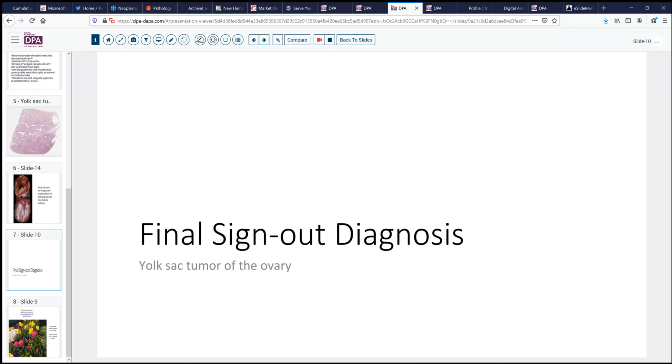So our final sign out today is yolk sac tumor of the ovary, arising in a 30-year-old woman with elevated AFP. These lesions are usually quite treatable, usually are unilateral, and present at a relatively lower stage, but they may rupture or may be ruptured by the time of surgery.